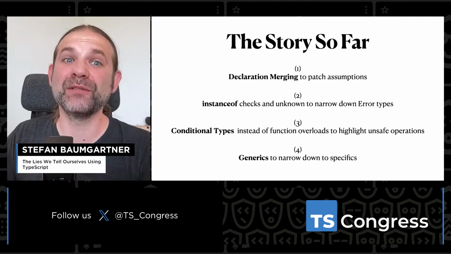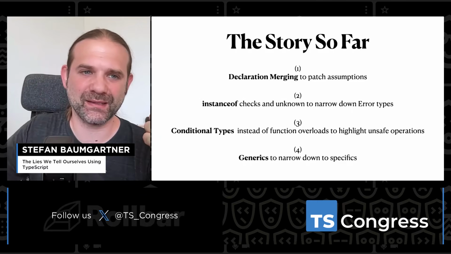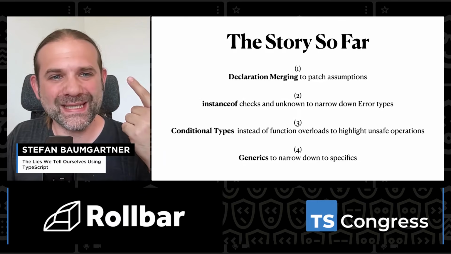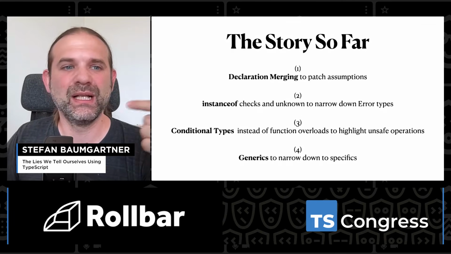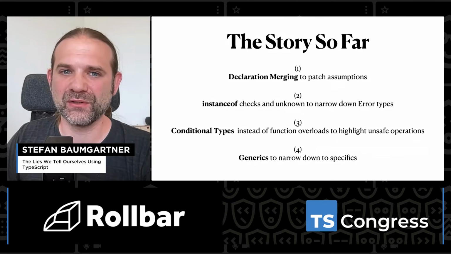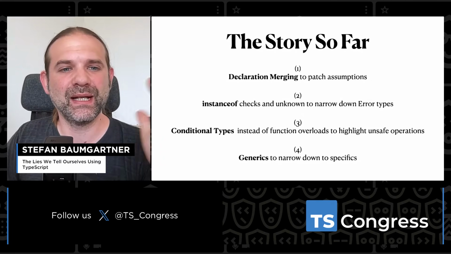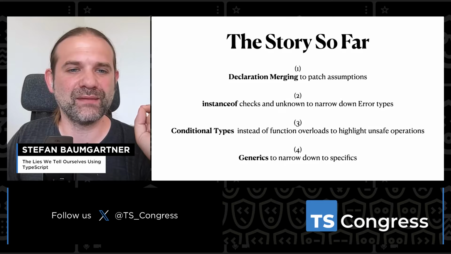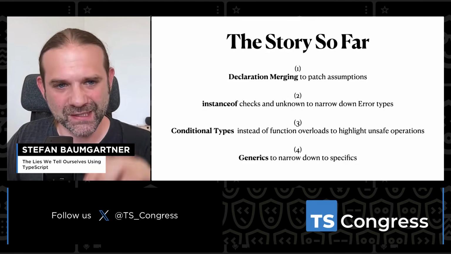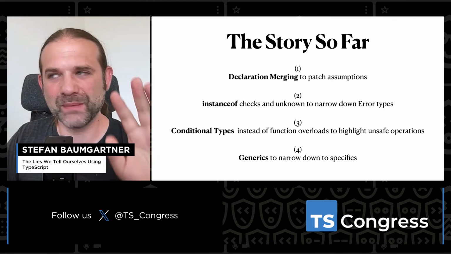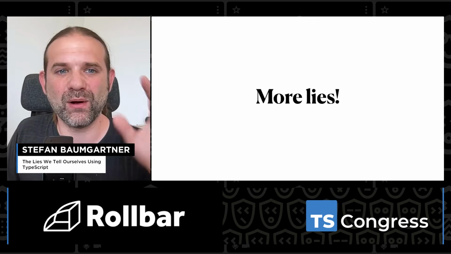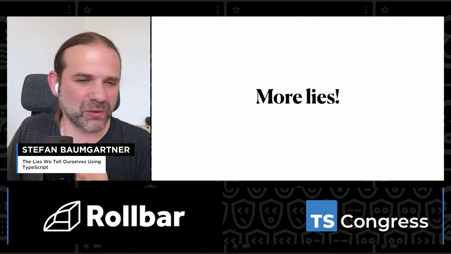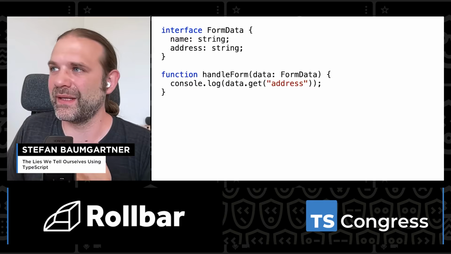We used declaration merging to patch the assumptions made by the standard library. We use instance objects and unknown to narrow down error types. Great. We use conditional types instead of function overloads to highlight unsafe operations. And 4th, beautiful, we use generics to narrow down to specifics. 4 problems, 4 solutions. And all of the solutions just have more lies. I'm so sorry. I just told you more lies.